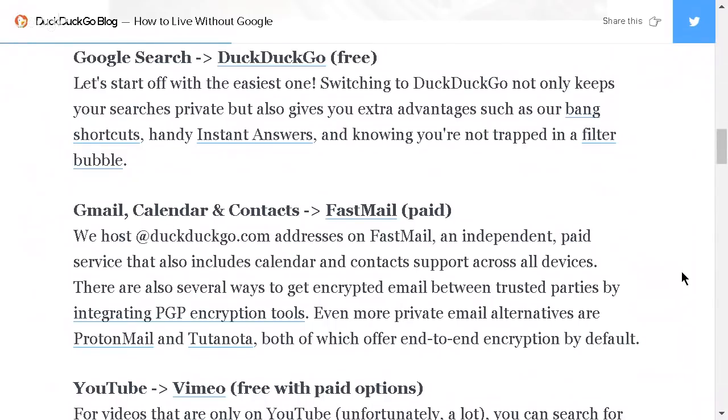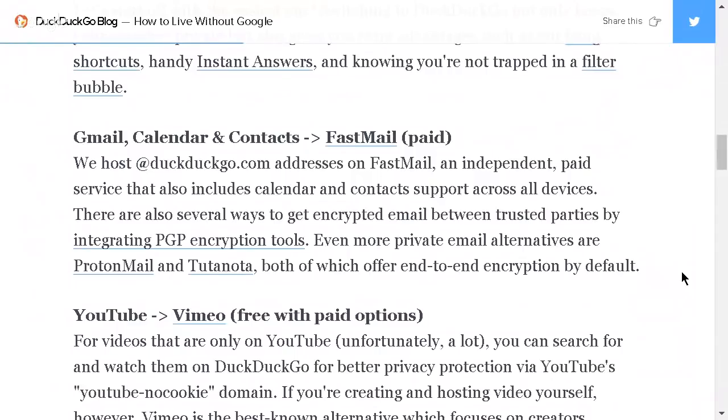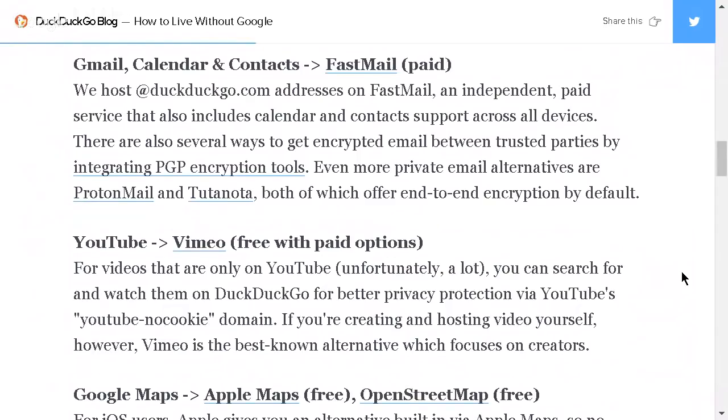Instead of Gmail, calendar, and contacts, try Fastmail. You got to pay for it, but in a lot of situations, it's worth paying for your privacy. This is why people purchase things like VPN services.